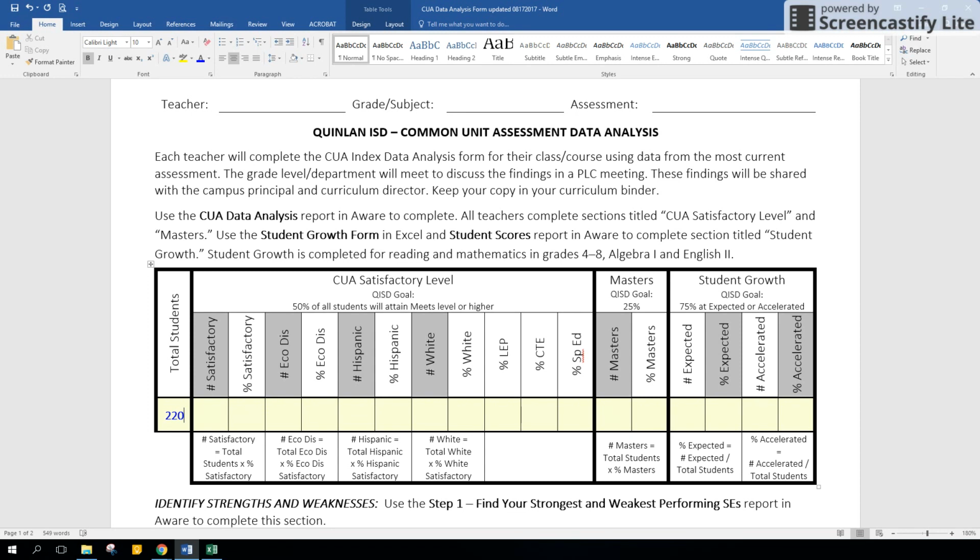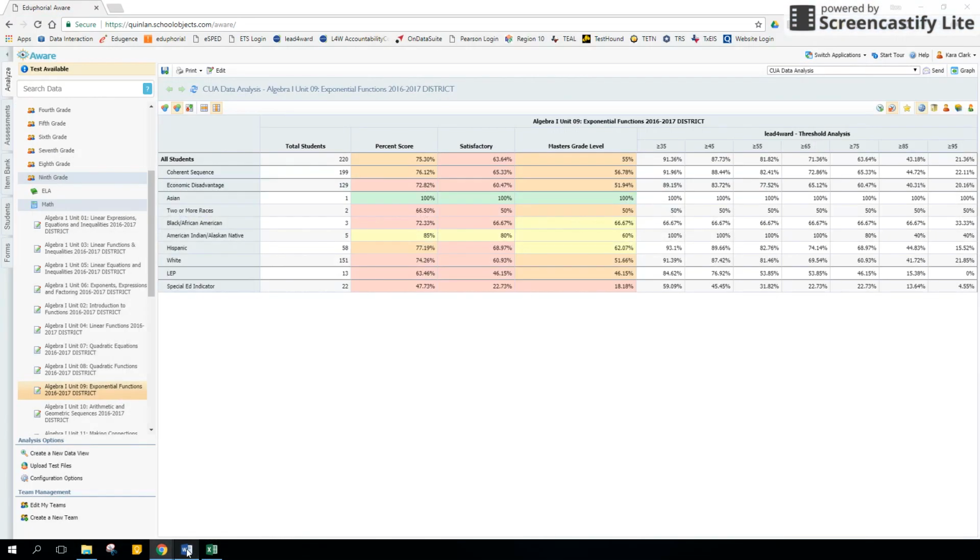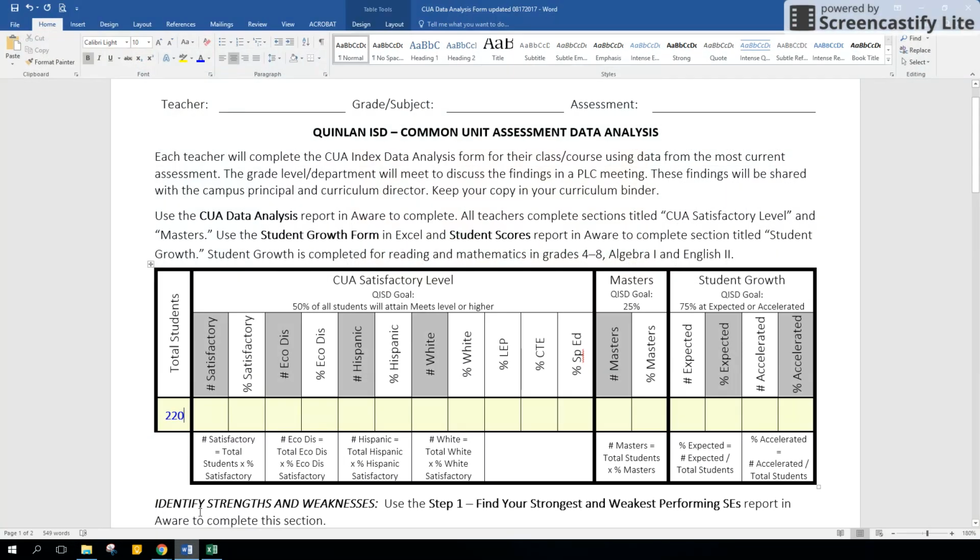Next thing we're going to look for is our satisfactory percentage. Remember here, our Quinlan ISD goal is 50%. We're saying that 50% of all students will attain meets level or higher when it comes to state testing. Looking at satisfactory level, we're going to look first at percentage. So we're going to find the column that says satisfactory. We're still under all students, and we're looking at the percentage at 63.64. I'm going to round that up to 64%, and I'm going to plug that in.